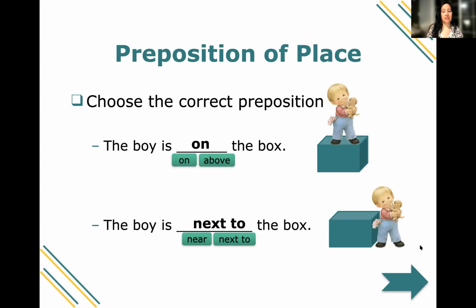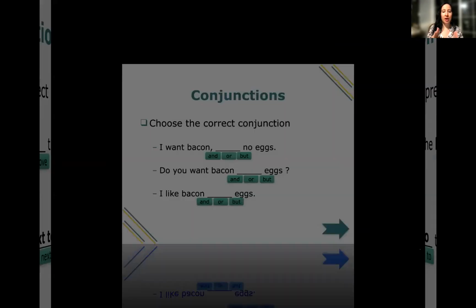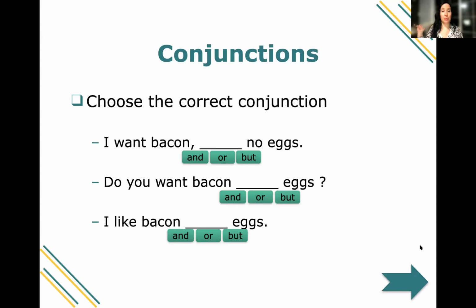Near the box, okay? Or is it next to the box? Am I tricking you here? Okay, he's next to the box. That means he's very close. He's almost touching. Near would be kind of close by. Oh, time was up. Conjunctions now.